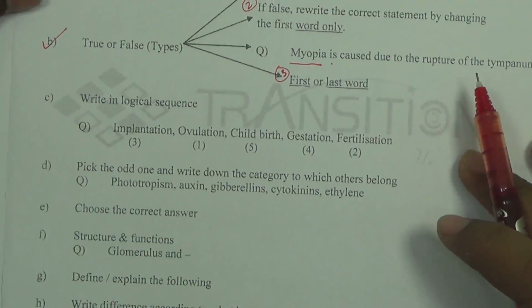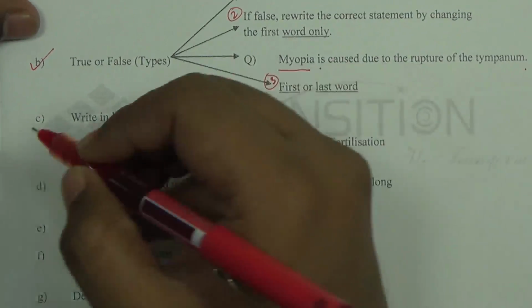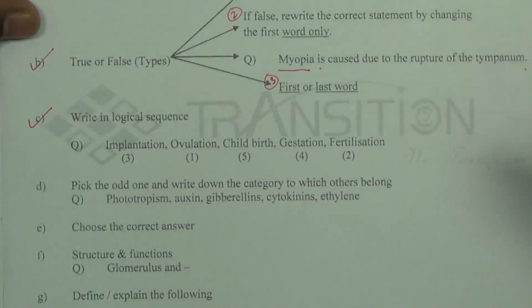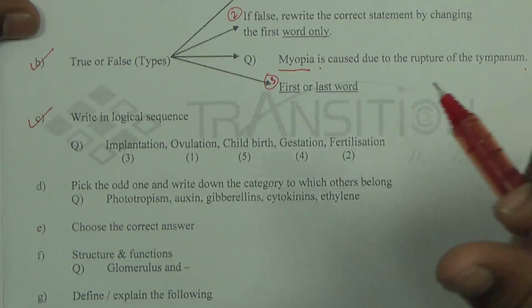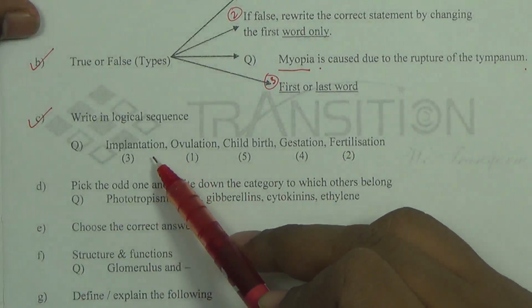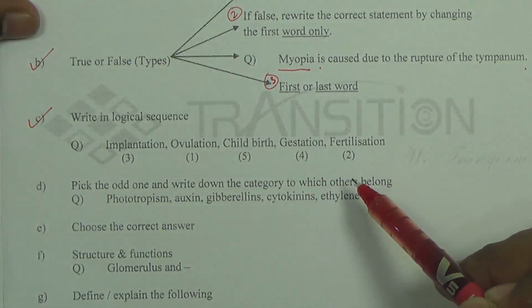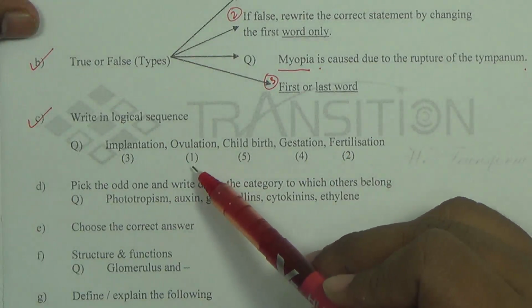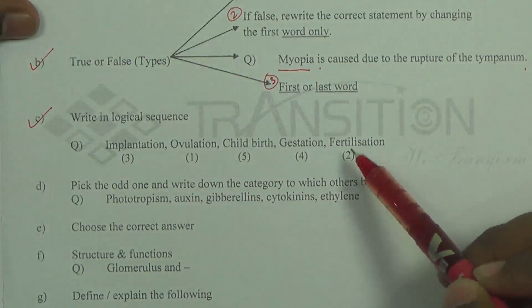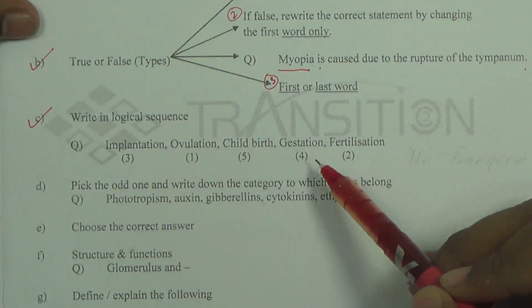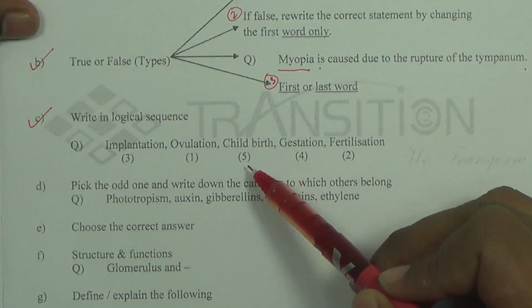The next type of question that they can ask you is write in a logical sequence. They can give you a series of events or series of organs, and you have to arrange them in a logical sequence. Here you can see there are words like implantation, ovulation, childbirth, gestation and fertilization. Obviously we know that ovulation happens first, followed by fertilization, then implantation, then gestation, and then childbirth.